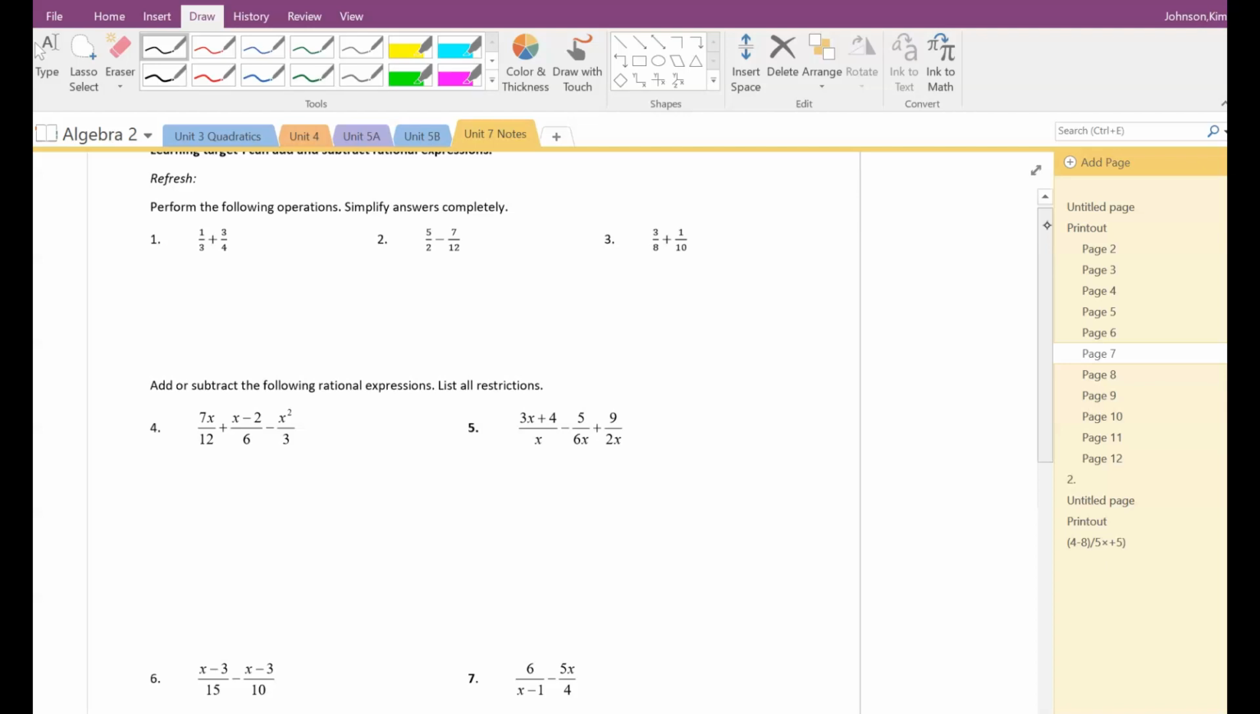Our learning target today is to be able to add and subtract rational expressions. So we're going to get started right away since we have quite a few problems I want to get through.